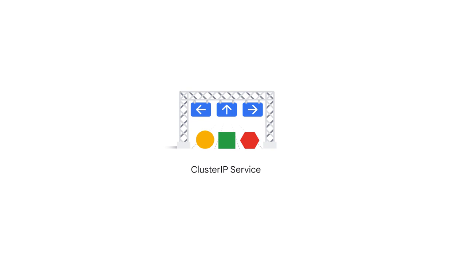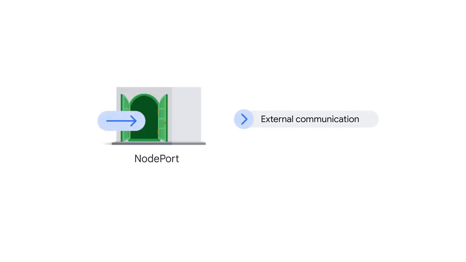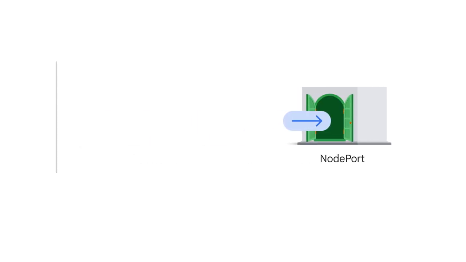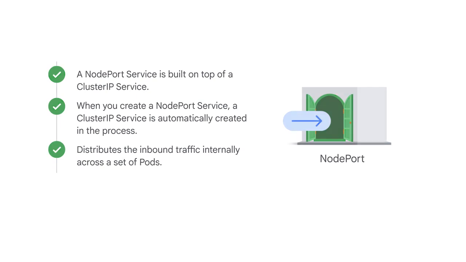Alright, so we've established that the cluster IP service is useful for internal communication within a cluster, but what about external communication? This is where we look at the node port service. A node port service is built on top of a cluster IP service. This means that when you create a node port service, a cluster IP service is automatically created in the process to distribute the inbound traffic internally across a set of pods.